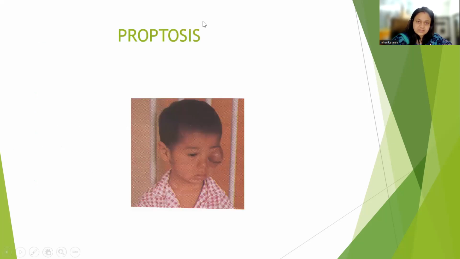Now these are some of the signs you can see in a case of retinoblastoma. See, this is proptosis. In this, you can see there is a bulging of an eye, a bulging of the right eye. This bulging of the eye is known as proptosis.